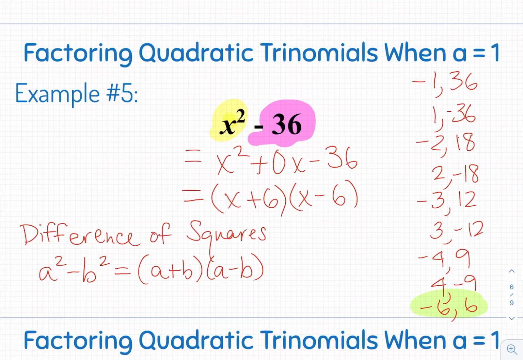If you don't remember difference of squares, you're fine. You could go back to just what we've been doing. What are factors of negative 36 that add to equal 0? It'll work every time. The important thing to note about this, however, is that there is no sum of squares. In other words, if you have x squared plus 36, it wouldn't be factorable at all. There's no way that you could have a factor of positive 36 that adds to equal 0. Just an important thing to remember.